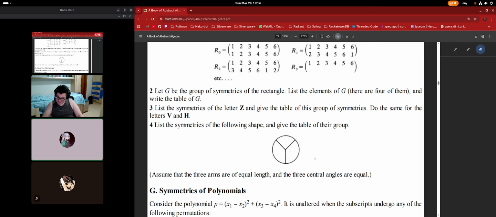I do have a question though. Why did he make this circle when this is clearly equivalent to an equilateral triangle? This is clearly true for any equilateral triangle. Yeah, an equilateral triangle has the same symmetries, right? Does it?